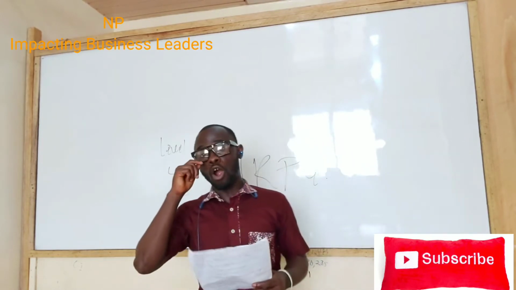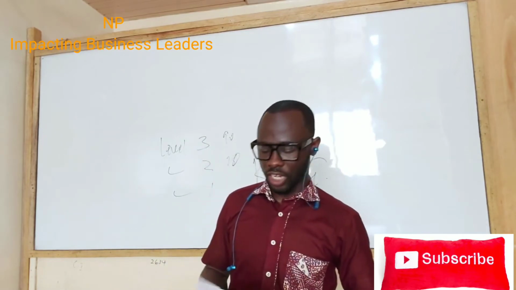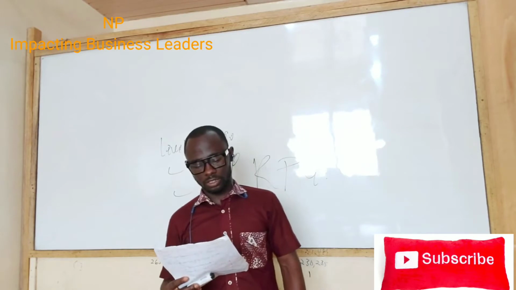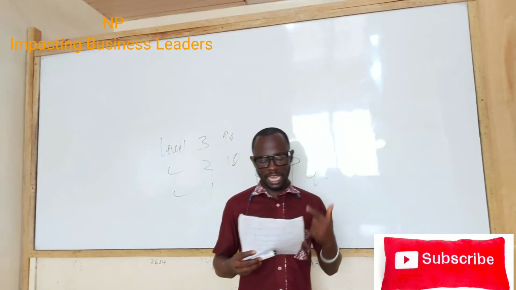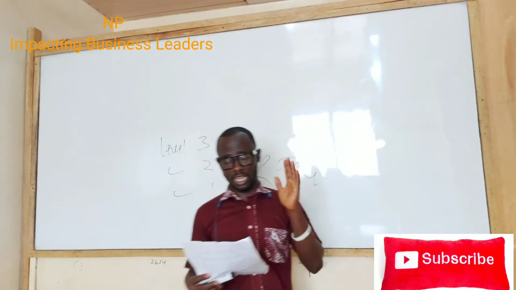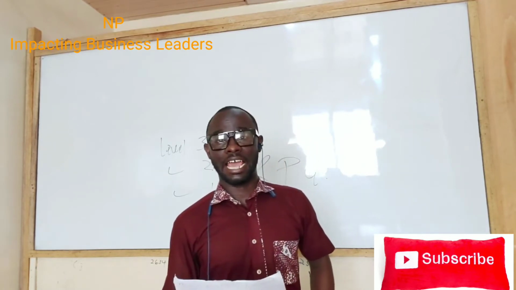IPSAS 5, borrowing cost. This is based on IAS 23 in financial reporting, corporate reporting, and that's also a level 2 accounting standard. IPSAS 6, 7, and 8 are out because they are replaced by other accounting standards, so that will not be inside. So we go to IPSAS 9.